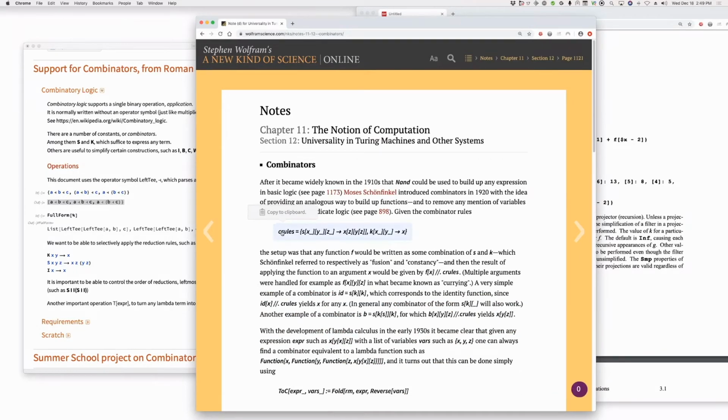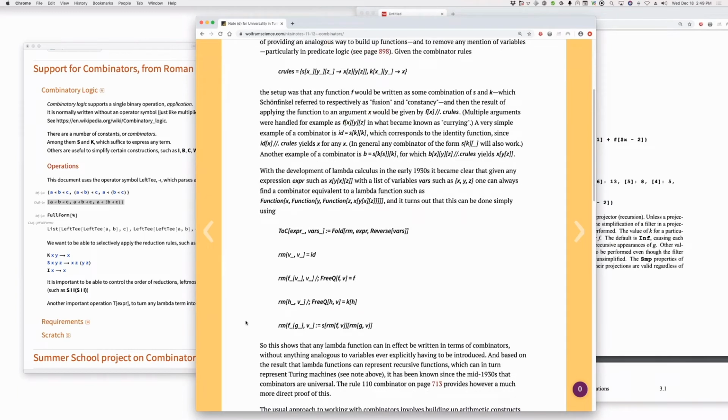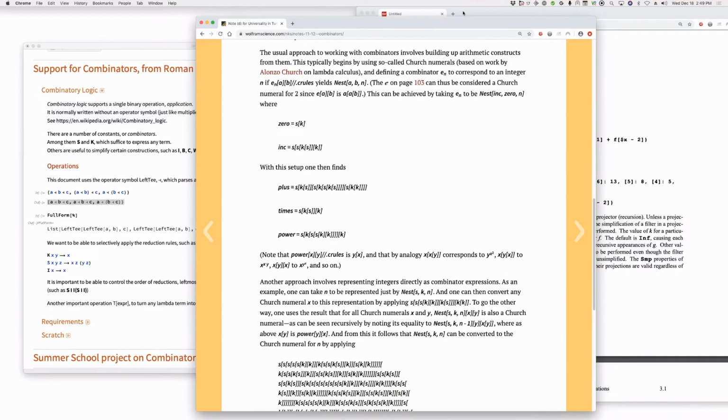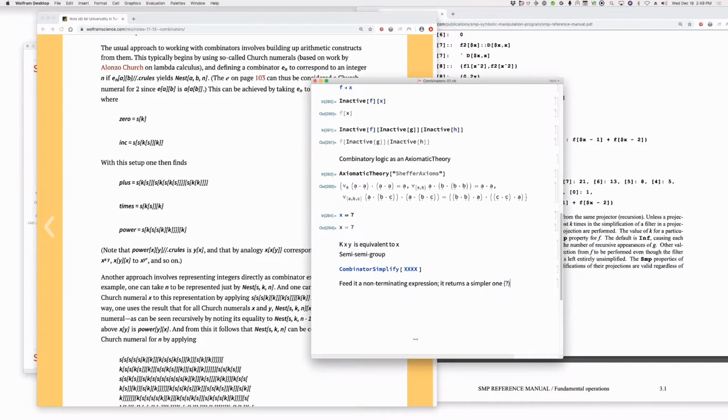Okay, this was the rules. What is that? Oh, that's compilation of a lambda expression. And that's church numerals. Yes. Okay, so what we've got there, those are the combinator rules.